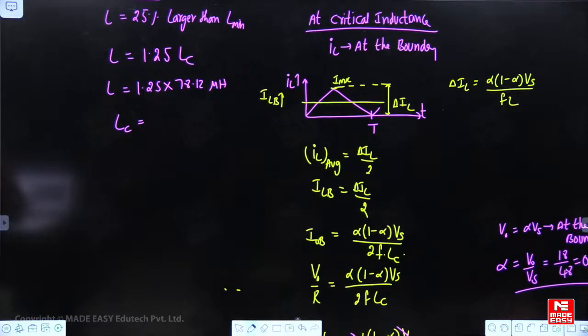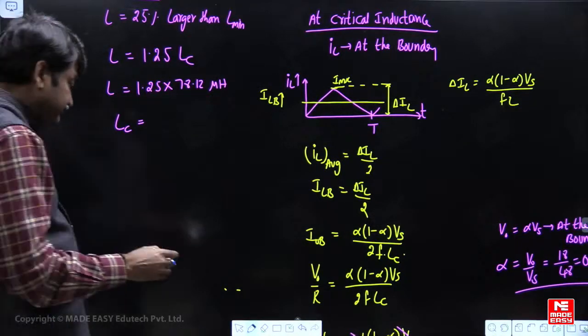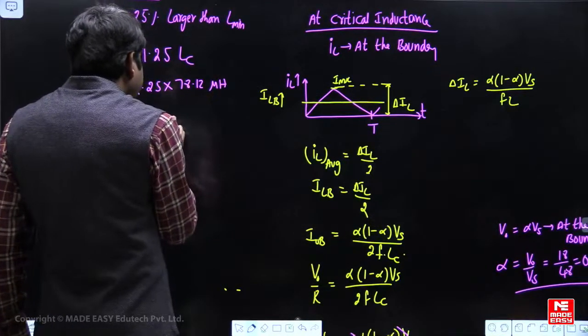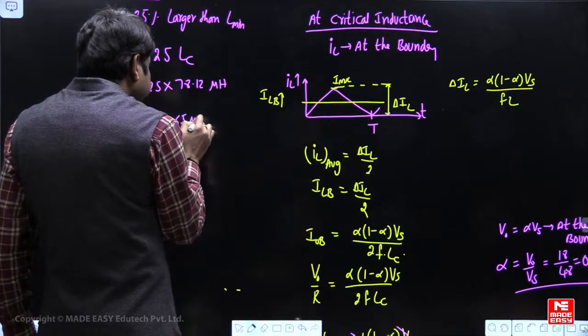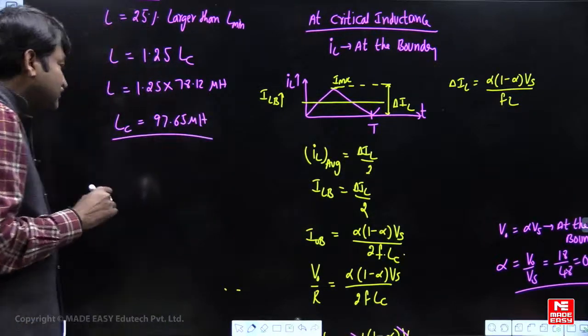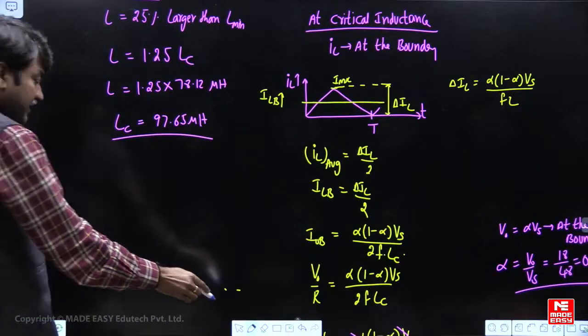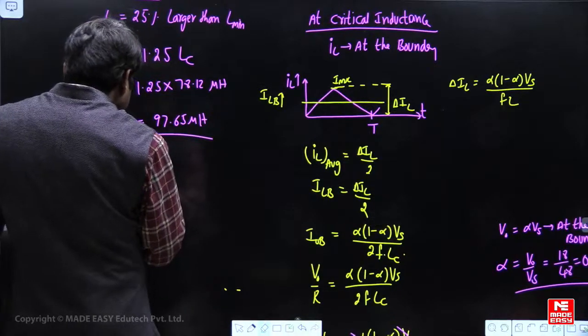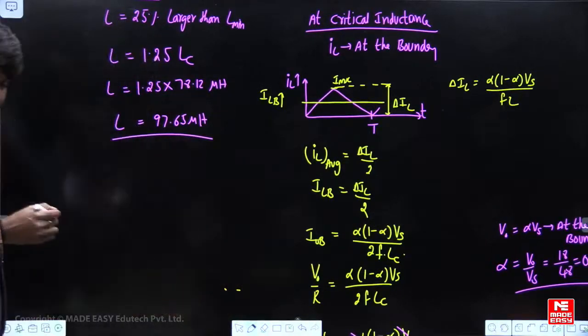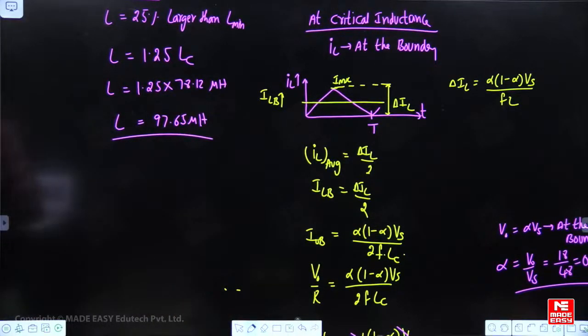So 97.65 microhenry. So that is the L value. It's not LC, L value. So next, what do we have to calculate?